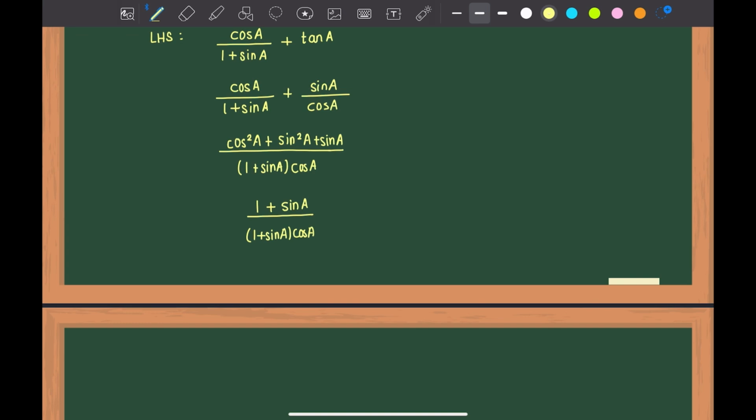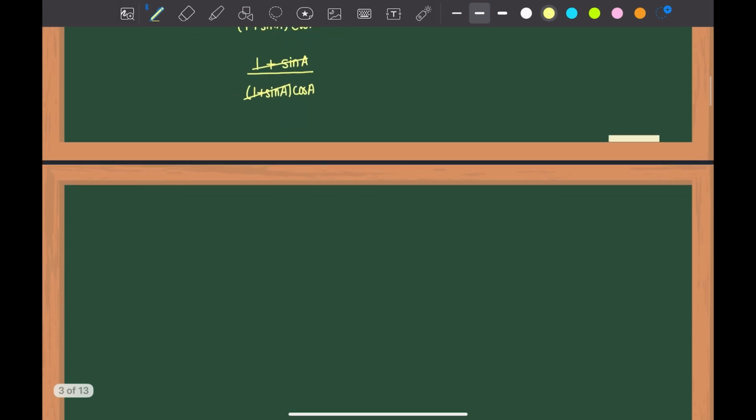So as we can see, both are similar, so we can just cancel these two. So in the next step, we will be getting 1 upon cos A, which is simply sec A. And this is equivalent to right hand side. So therefore, left hand side is equal to right hand side. This is how we can prove this particular question.